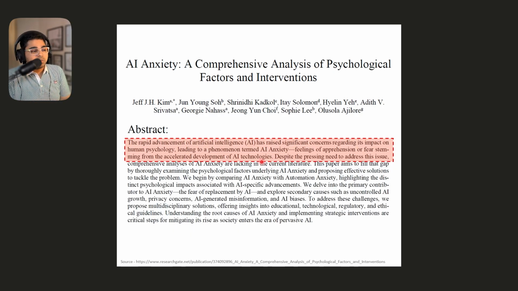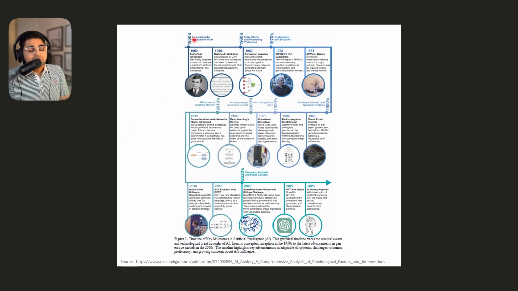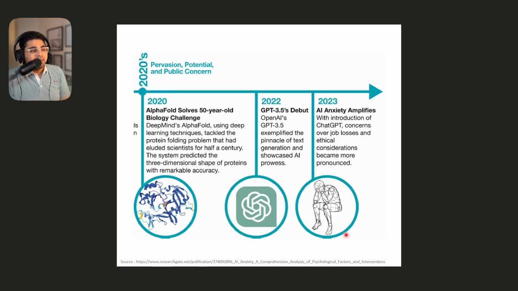And what is interesting in this paper, I would highly recommend to read this paper. If you go down, they tell you the evolution of AI, from machine learning to GAN to generative AI. What I want you to focus on is this part. I have enlarged this. And here you will see that they say 2022 ChatGPT debut, 2023 AI anxiety amplifies with the introduction of ChatGPT, concerns over job loss and ethical considerations become more pronounced.